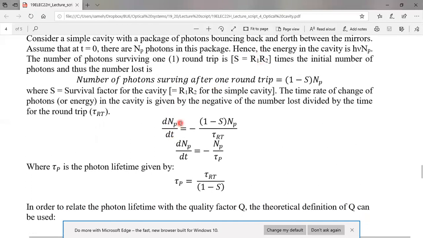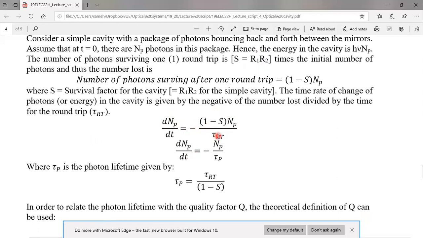Now we consider that the photons that escape from the optical cavity are somehow dead. So the number of dead photons in one trip is 1 minus S times N_P, and the time for one trip is T round trip. So simply dN_P/dt is 1 minus S times N_P, the number of photons escaped, or in quotation marks died, over the round trip cycle.